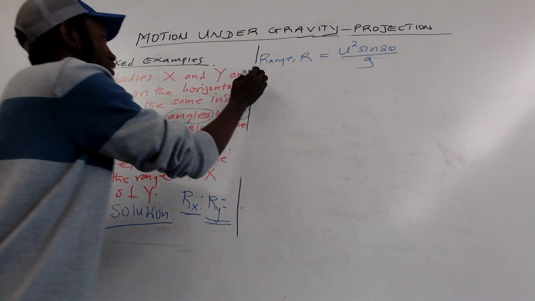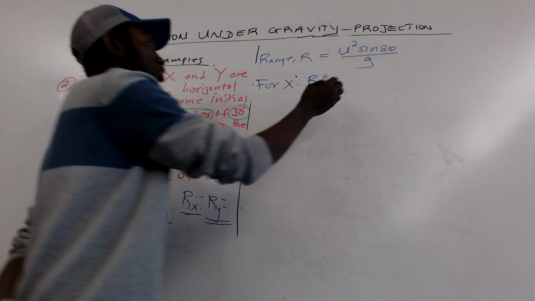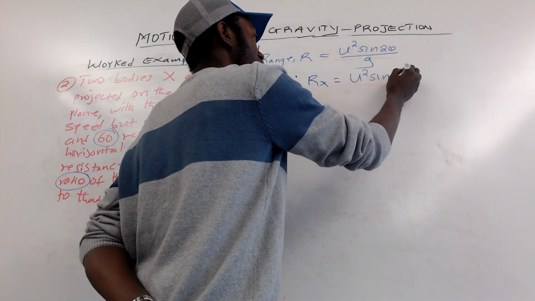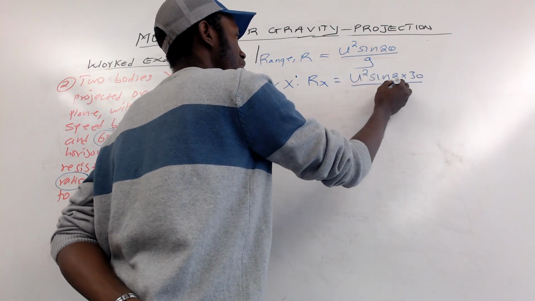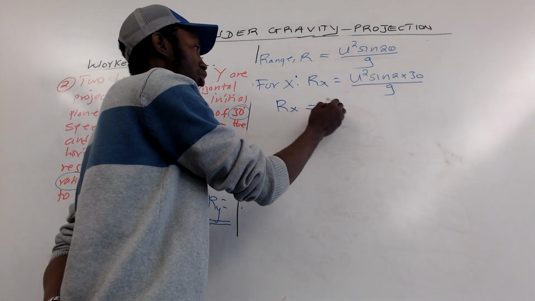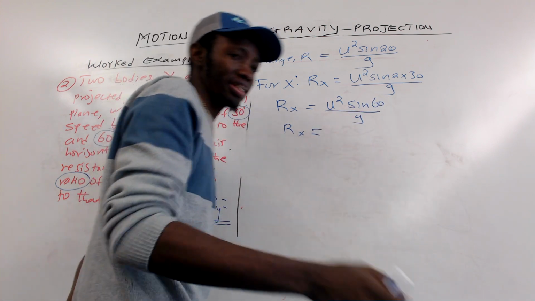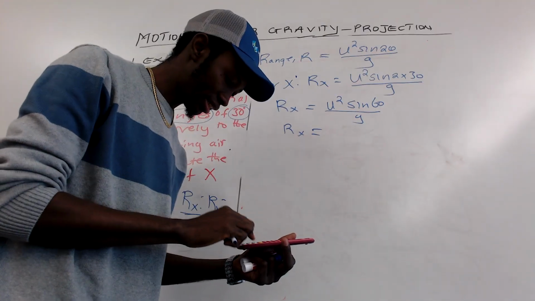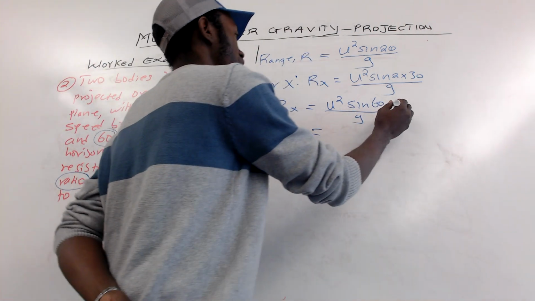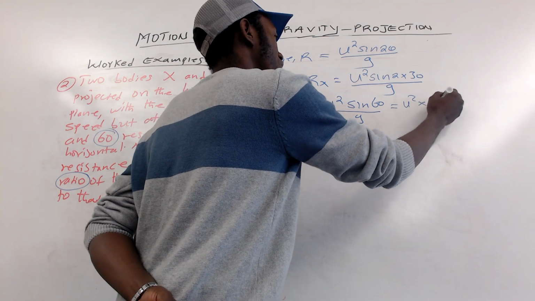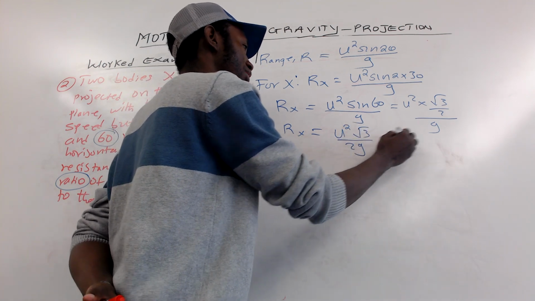We need to start with X. For X, what is the range? The speed, mind you, is the same. So this is going to be u square sine 2 times theta for X, which is 30, divided by g. We don't know u, so we can leave it like that. Therefore, Rx will be u square sine 2 times 30, which is 60, divided by g. What is sine 60? Sine 60 is root 3 all over 2. So this will be u square times root 3 all over 2, all over g. In simple form, it's going to be u square root 3 all over 2g. Let's say this is equation 1 for X.